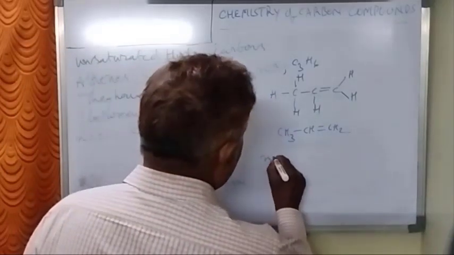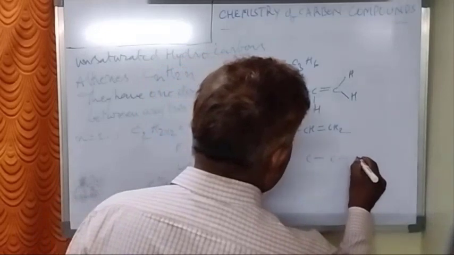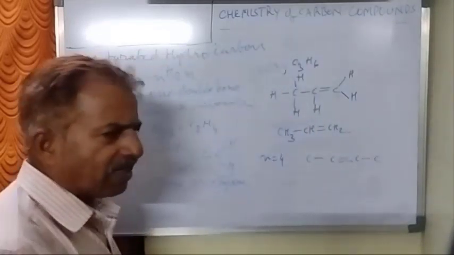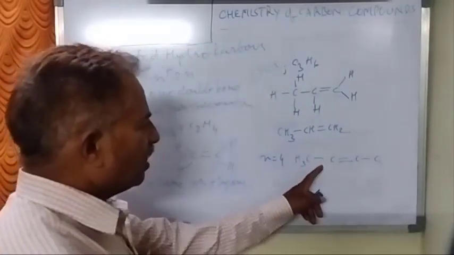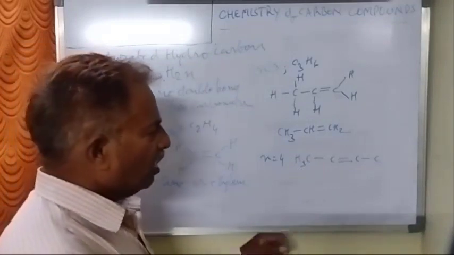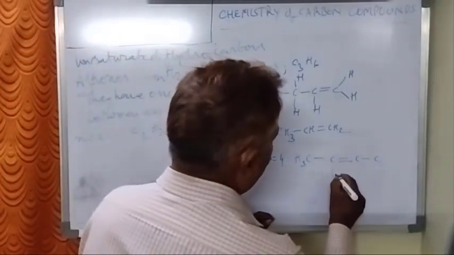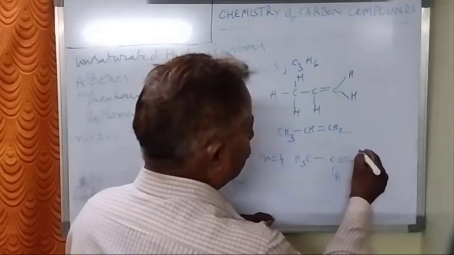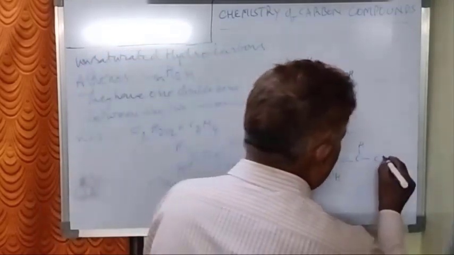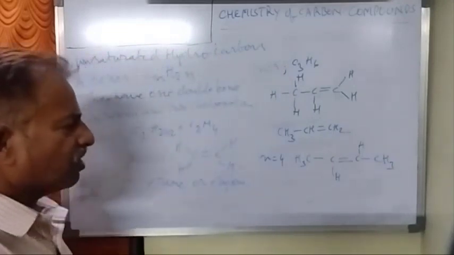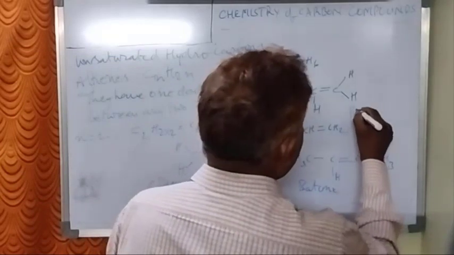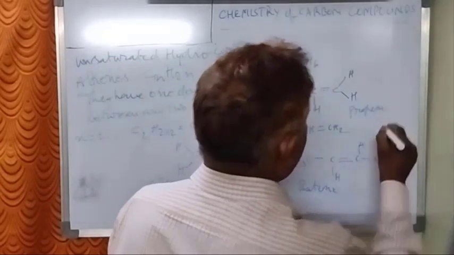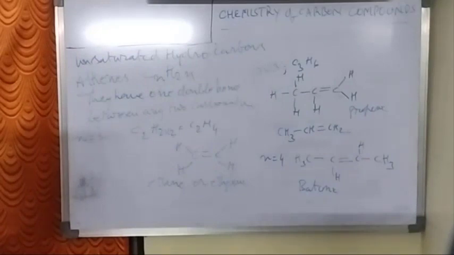If you keep n equal to 4, then C. In between the second and third carbon keep the double bond. So here this is CH3, because there is only one bond remaining, 3 are hydrogens. And for this carbon atom 3 bonds are there, the fourth one is hydrogen. For this also 3 bonds are there, the fourth one is hydrogen, and this is CH3. Therefore this substance is butene. This substance is propene. So these alkenes have the suffix ene, that is, they have one double bond.